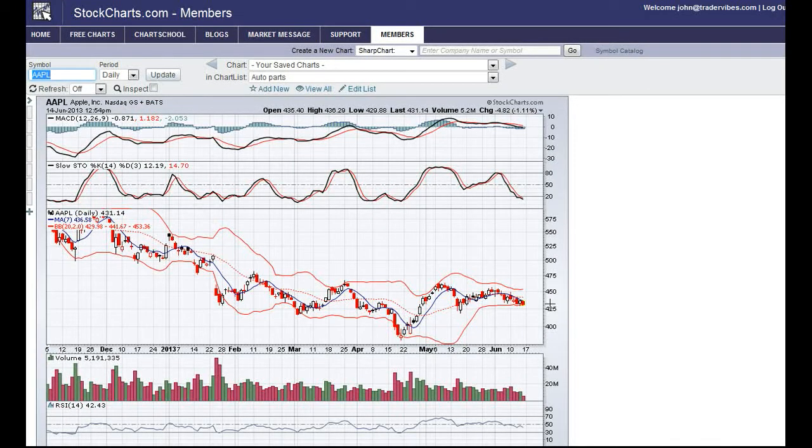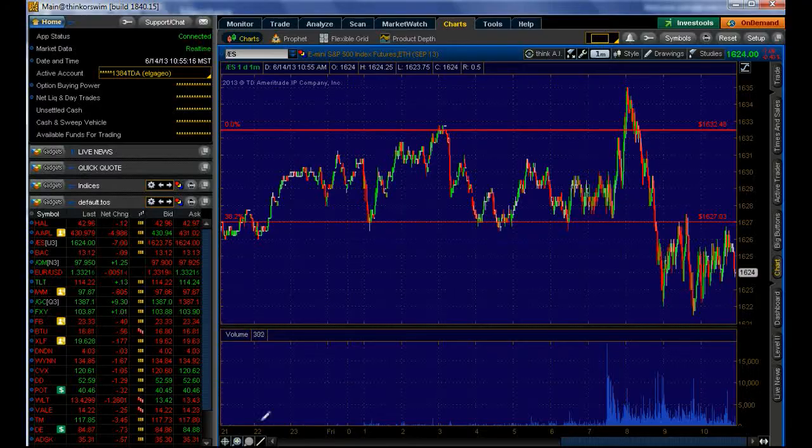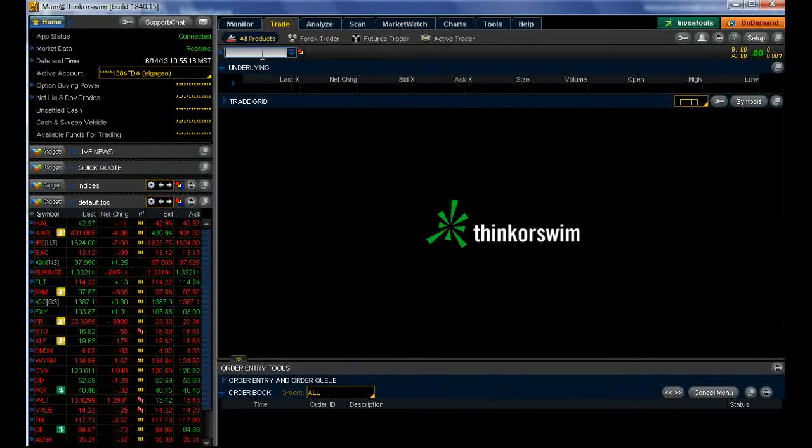How much do we stand to risk? Well, we have our stop up here at 450, the high price from that analyst day. And so we have our stop there. What do we stand to lose? Well, let's go take a look at the option chain.